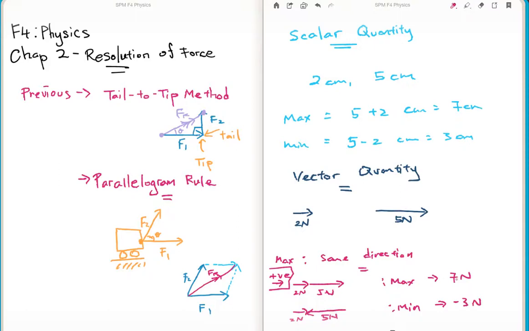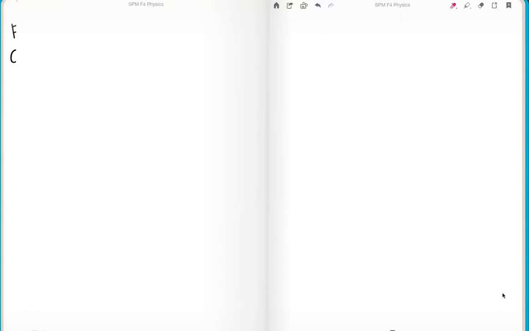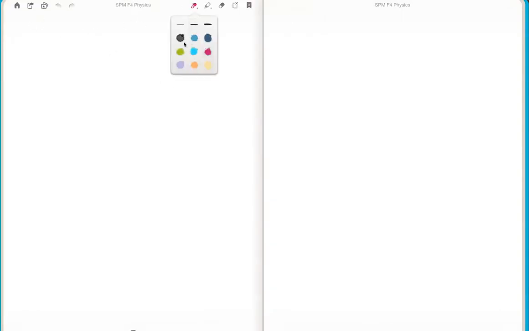Let me give you another example. Not an example, let me go into resolution of force. Resolution of force is actually resolving a force. Let me give a scenario, it's easier to learn by example. Resolution of force, what does it actually mean? If you don't really know the meaning, then you're going nowhere. Okay? What does it mean, resolution of force?